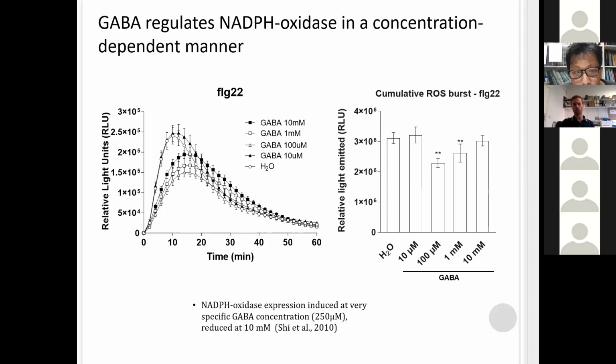In the past, it was also shown that the expression of NADPH-oxidases was differentially regulated depending on the concentration of GABA present in the roots, and this was during salt stress.